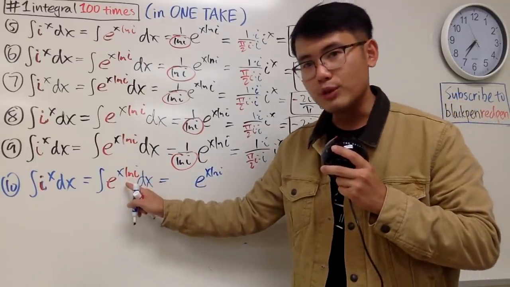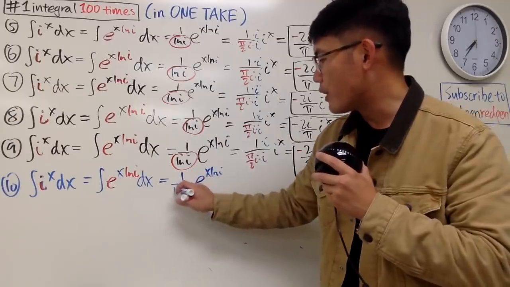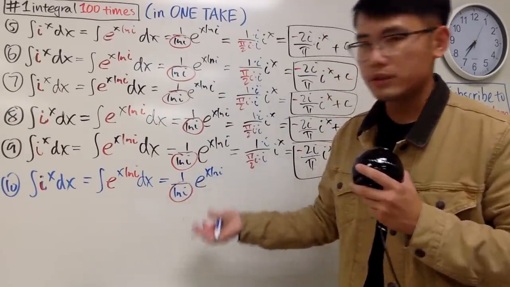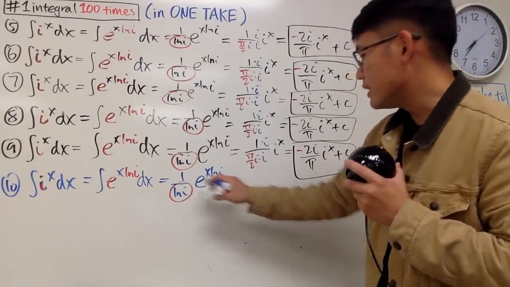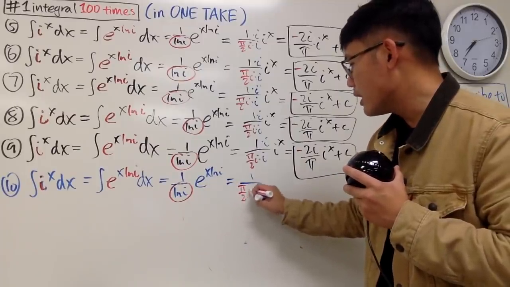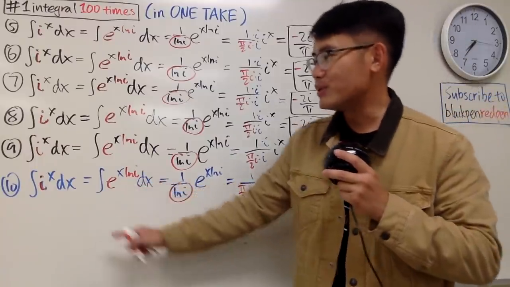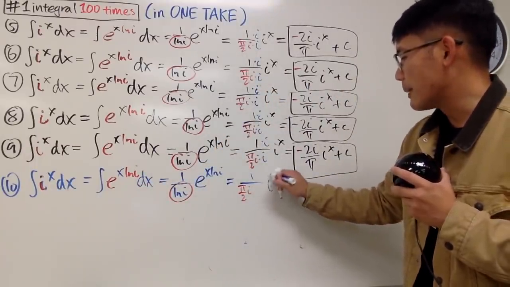And don't forget to do the u-substitution. We have to divide it by the derivative of x ln i, which is going to give us 1 over ln i. And this right here is the natural log of i. And Dr. Peyam will tell you that's pi over 2i. So you will see this is 1 over pi over 2i right here, and then the i for the natural log of i. And then this right here is the same as that, which is the same as that. So we know that's the same as i to the x power.